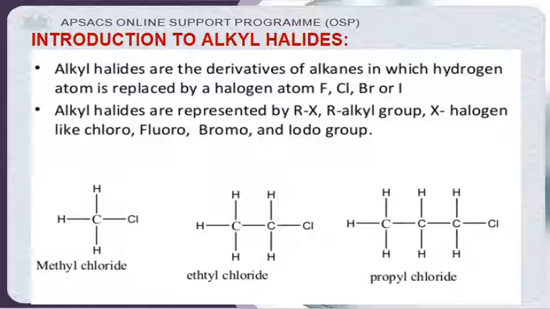Now, if in a two-carbon hydrocarbon one of the hydrogens is replaced by any halogen, this is the second example of alkyl halide. The same is the case with propyl chloride. We use propyl because of 3 carbons, and the halogen chloro is attached, so this is called propyl chloride.